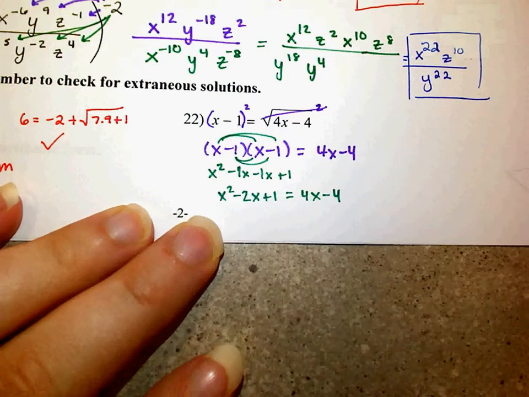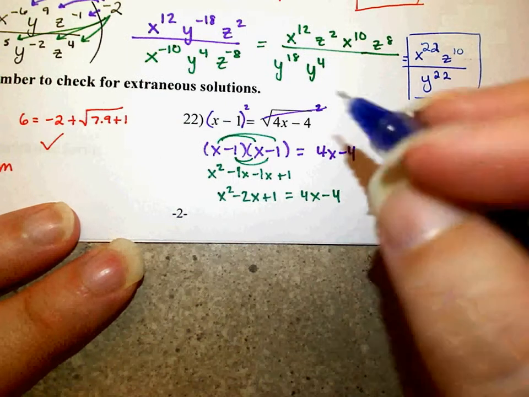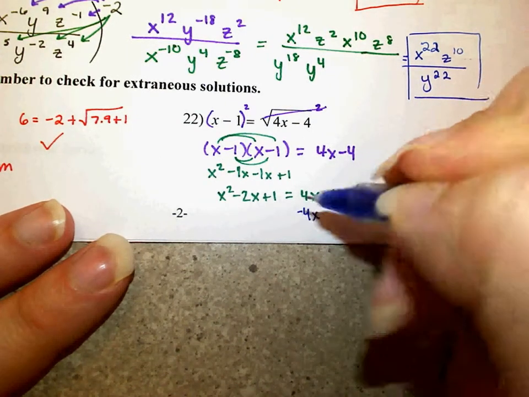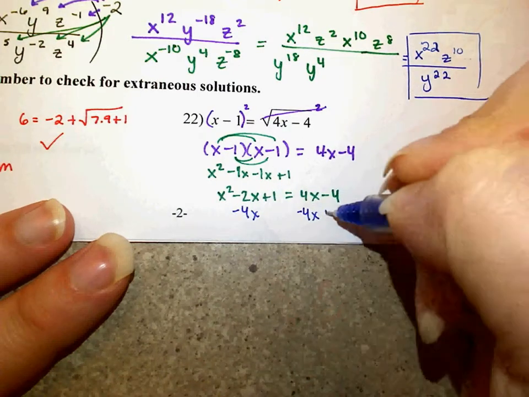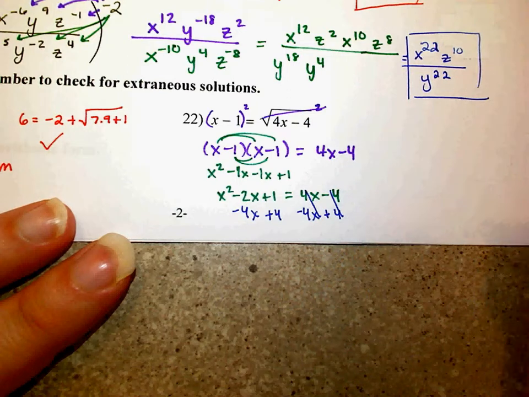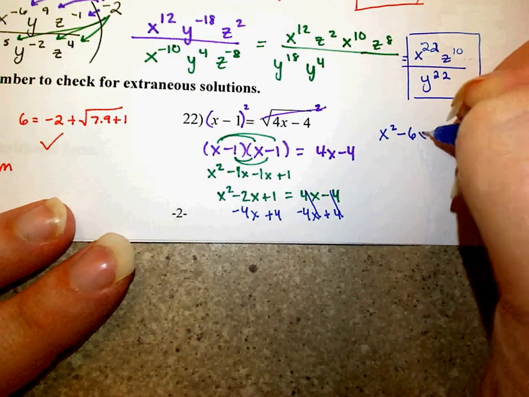Okay, you have a quadratic, and if you have a quadratic on one side, you want to get everything on the same side as that quadratic so that you can factor it maybe. So what I want to do is I want to minus the 4x from both sides and add the 4 so that nothing is left on this side. So I've got x squared minus 6x plus 5 equals 0.